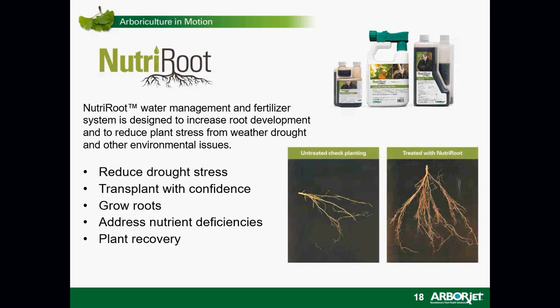In way of keeping plants healthy, we do have a product called NutriRoot, and this is primarily used for water management as well as trying to promote root growth. Through this, we can reduce drought stress, we can improve transplant success. The product will promote root growth and address nutrient deficiencies. So this is a cultural technique for keeping the plants or trees healthy and thus maybe more resistant to insect infestation like scales.